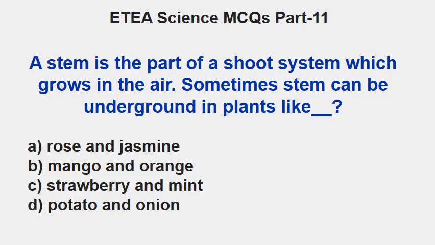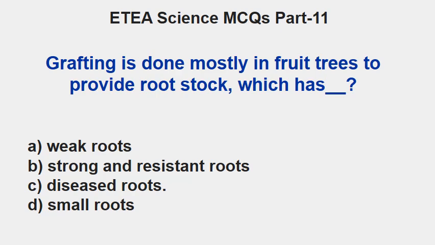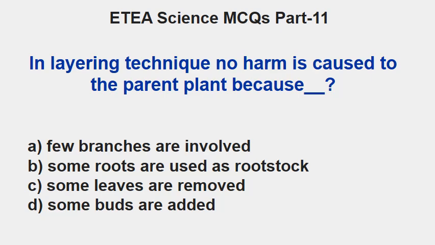A stem is the part of a shoot system which grows in the air. Sometimes stem can be underground in plants like. Potato tubers have depressions called eyes. If a piece is without an eye, it will not grow into a new plant because eyes. Grafting is done mostly in fruit trees to provide rootstock, which has. In layering technique no harm is caused to the parent plant because.